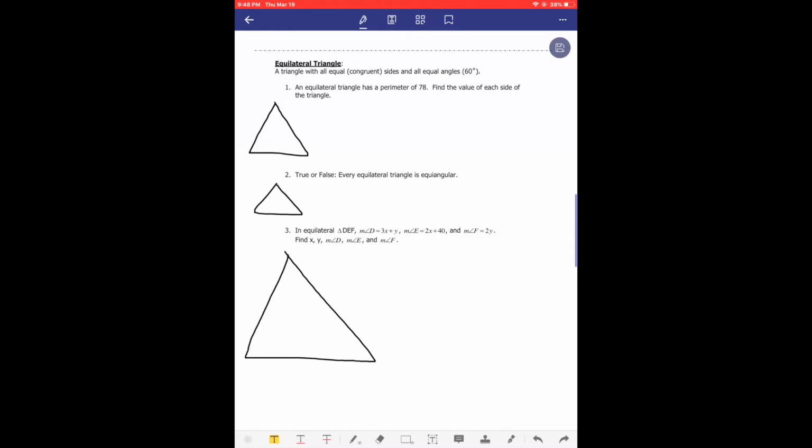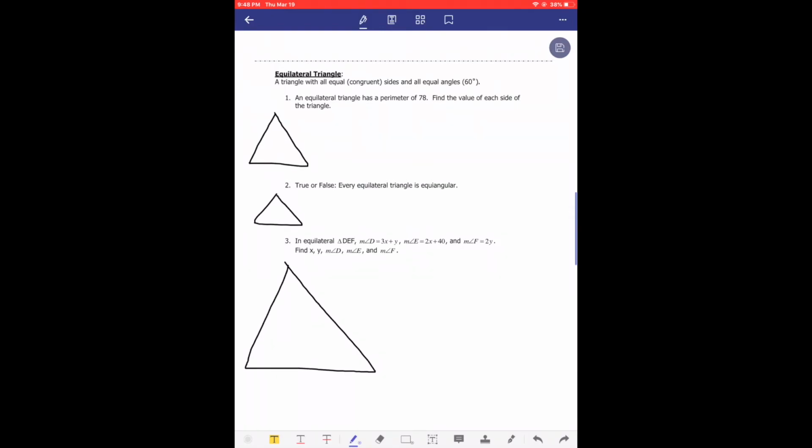Equilateral triangles. An equilateral triangle is a triangle with all equal or congruent sides and all equal angles. So that would mean each angle is 60 degrees. The reason for this is because a triangle has a total of 180 degrees, and if you divided that by 3, you would get 60. So each angle would be 60 degrees.